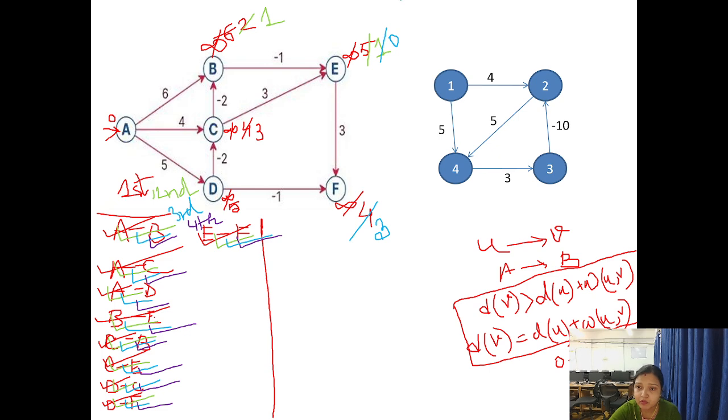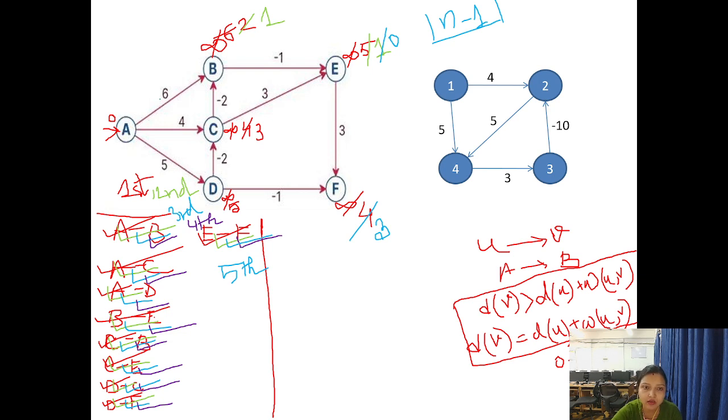But we have to relax the edges maximum n minus 1 times, up to n minus 1 times. So the process will continue till n minus 1 time, that means for the fifth time as well. If you do the same process for the fifth time, you will see that there will be no change. I am not doing this right now, but if you do the same procedure for the fifth time, you will see there will be no changes in the distances.